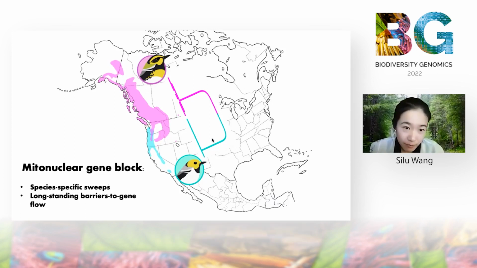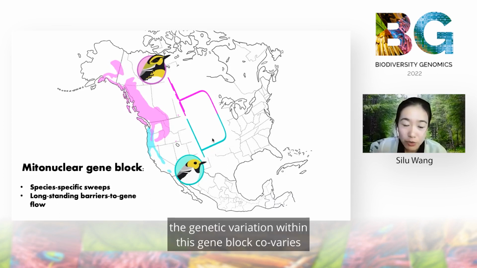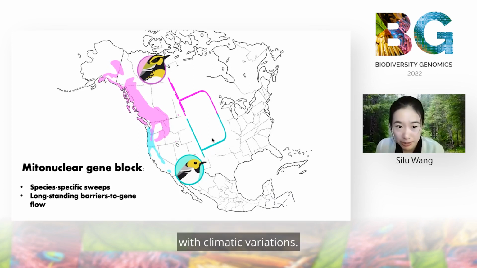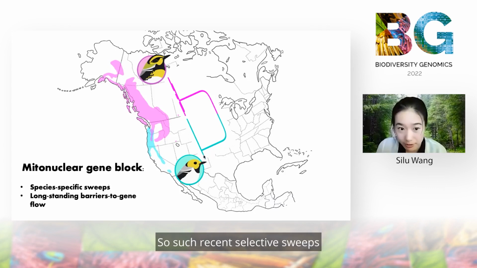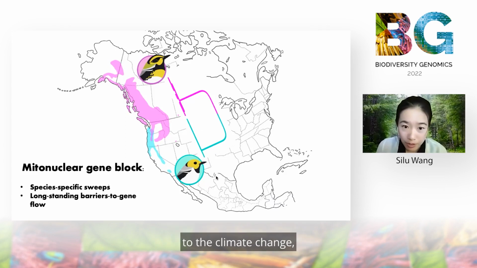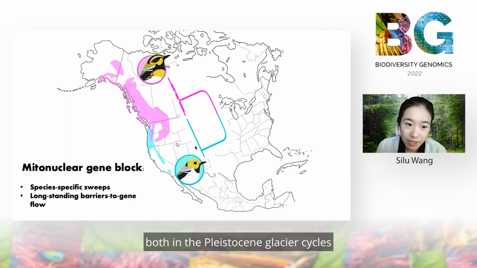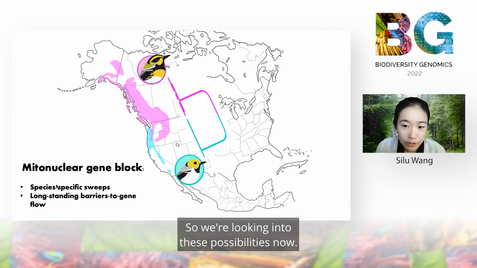From previous work, we find that the genetic variation within this gene block co-varies with climatic variation. So such recent selective sweeps in both parental populations might be related to climate change, both in the Pleistocene glacial cycles and the contemporary global warming. So we're looking into these possibilities now.